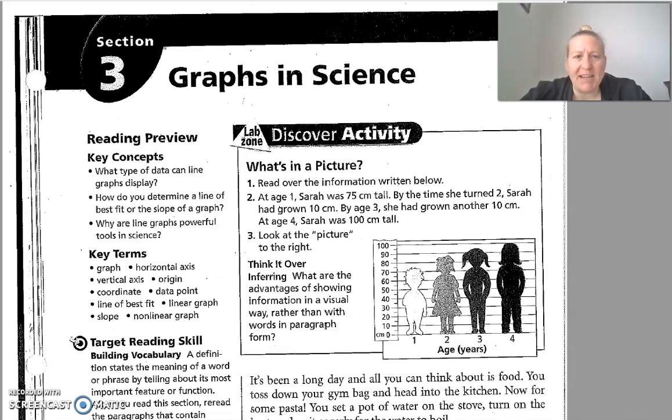All right, are we ready for section 2.3, graphs in science?